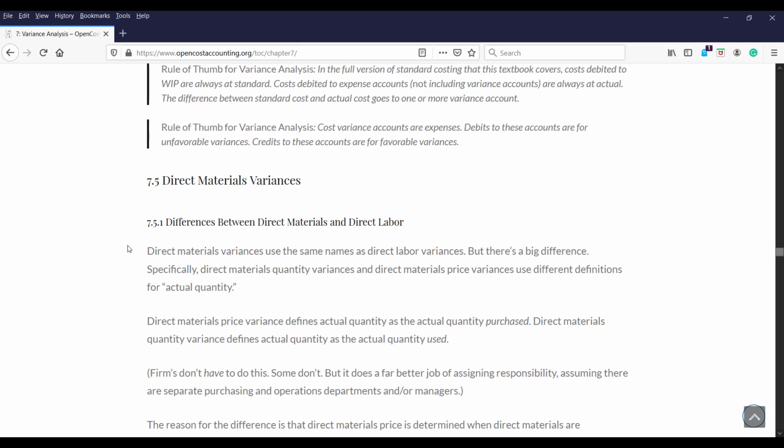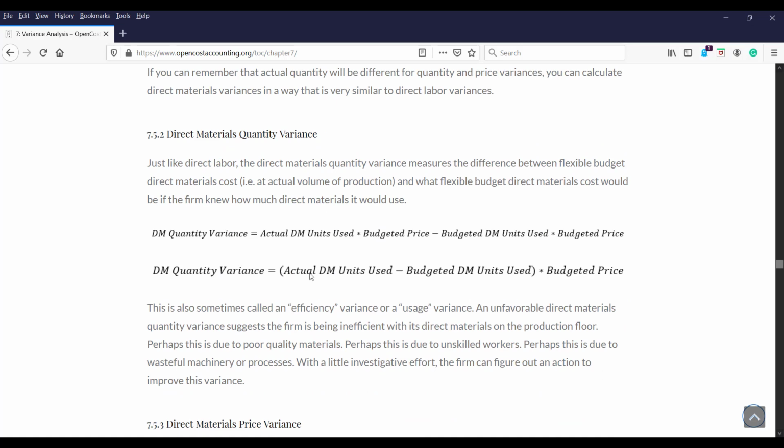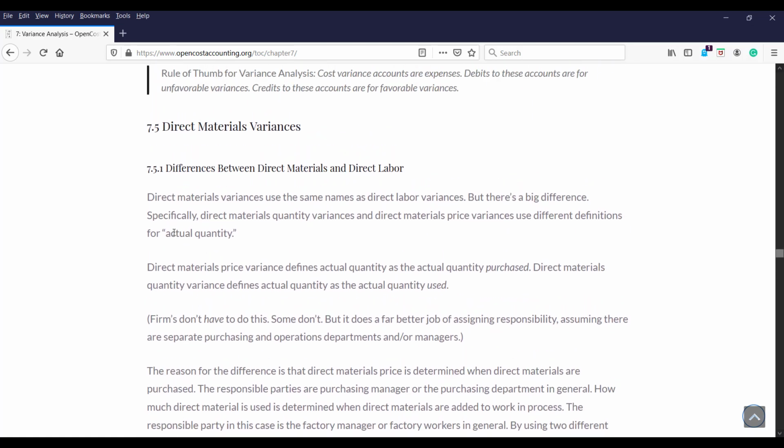So there's a difference here, and the difference is that direct materials variance has two different definitions of actual DM units, actual units. The actual quantity here could either be the actual quantity purchased or the actual quantity used. And this is because direct materials get bought and they sit in a warehouse for a while. You don't do that with direct labor. That's considered kidnapping, and it's frowned upon as well.